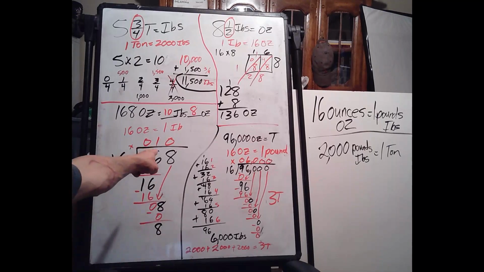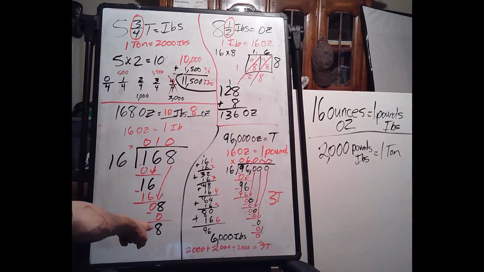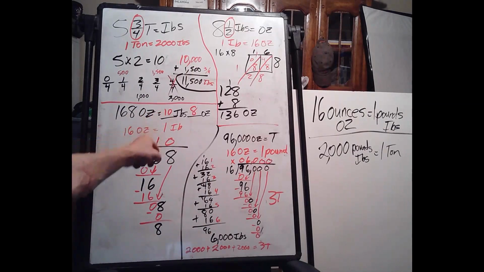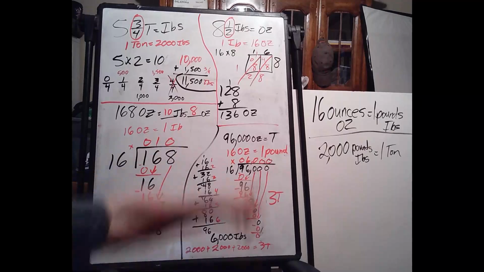So who's on top of my house? 10. That 10 stands for pounds. This 8 stands for ounces. Yes, it is that easy. What do you got to know? You got to know your rules and follow them. All right, moving on.